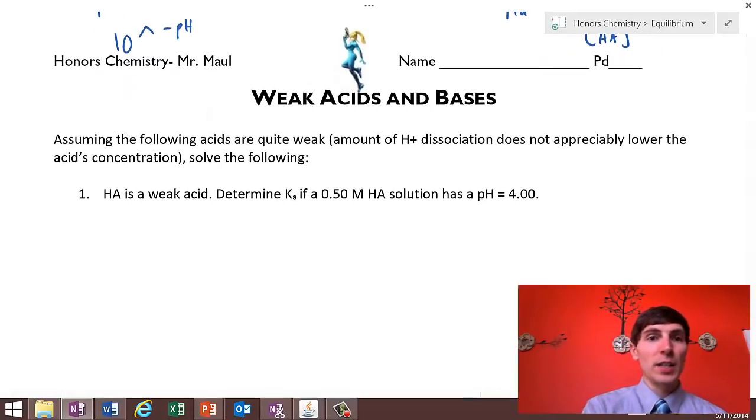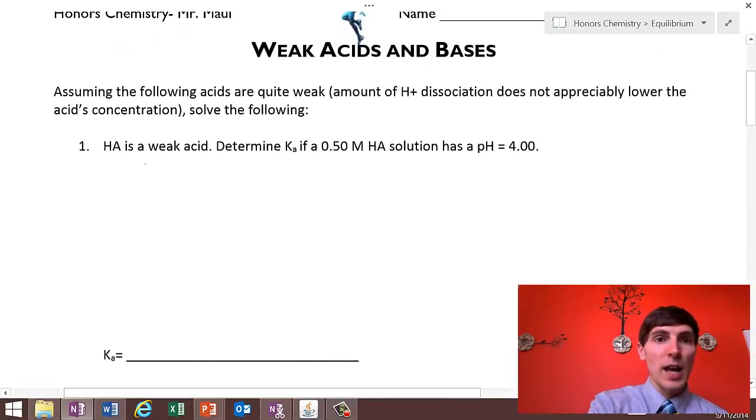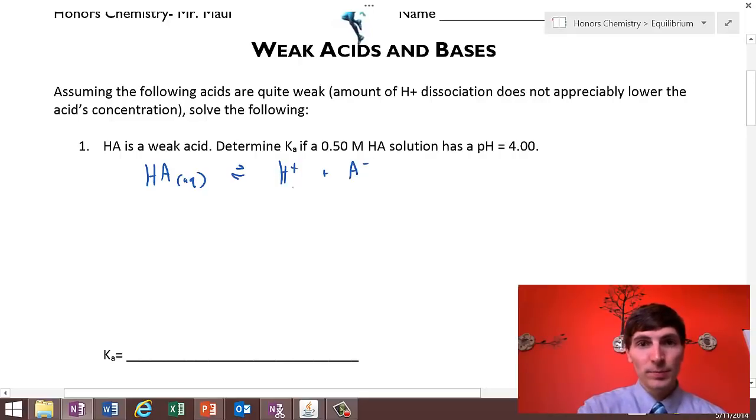So there's a couple things I need to do. First off, we're going to write the equation. HA is a weak acid, so I'm going to draw a dissociation equation for this acid breaking apart. So throw this thing into water. Don't know how much it breaks apart, but it's a weak acid, so probably not a whole lot. Breaks apart into H plus and A minus. Okay, those are both aqueous.